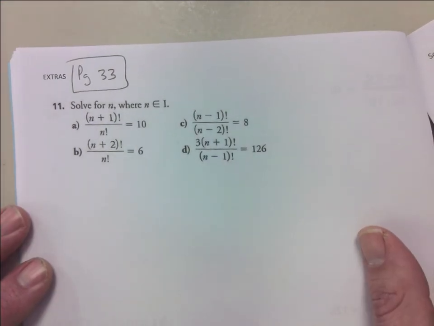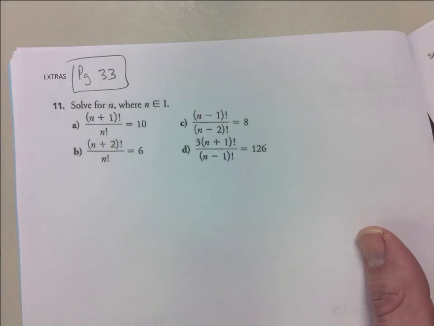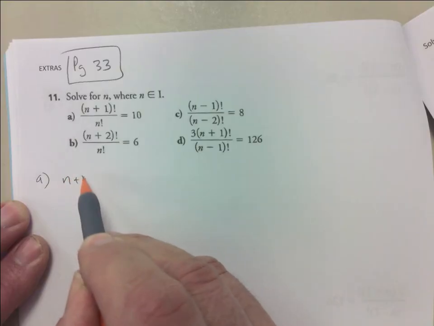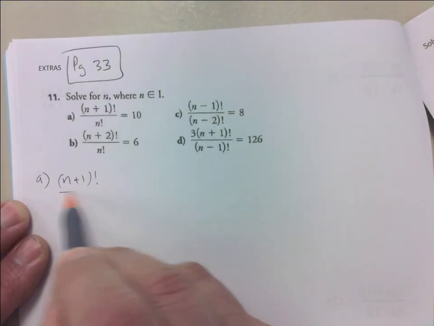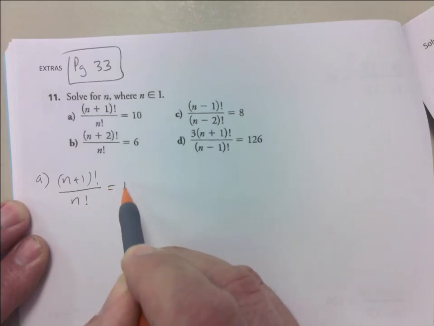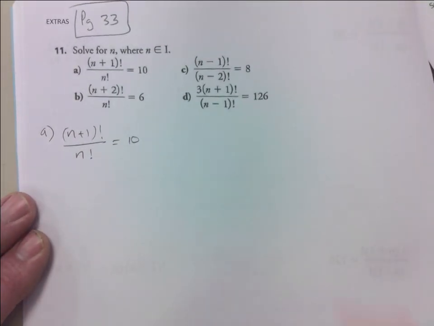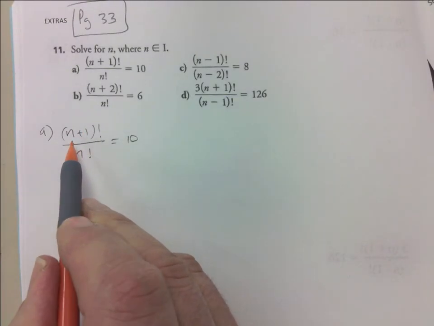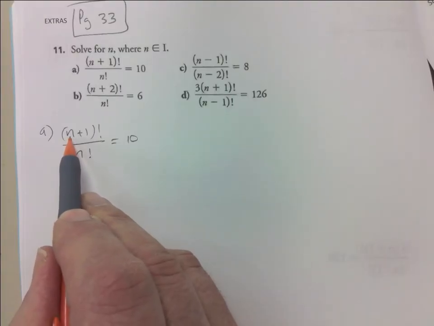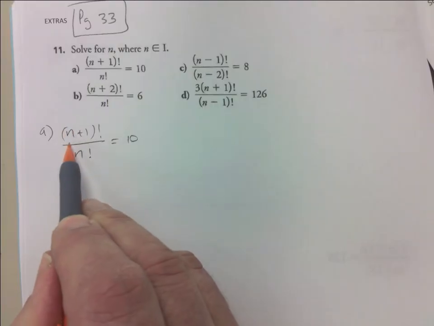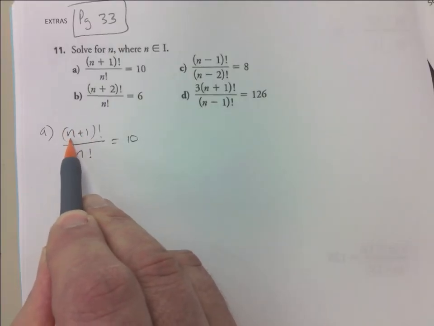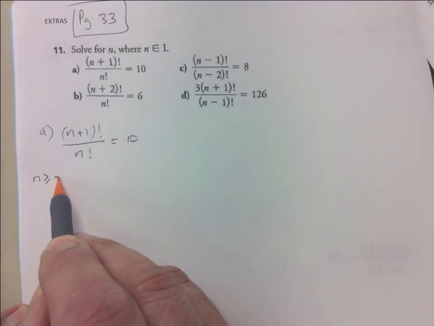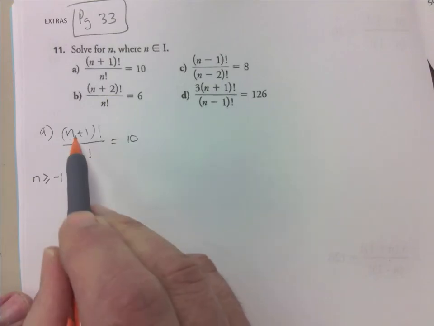I showed you one of the more complicated ones, so they're not all that complicated. Okay, so if we do A here, I'm going to copy this down. Let's do our restrictions. The top, think about it this way. What does n have to be to turn this whole thing into 0? -1, right? So for the top, I want to make sure that n is greater than or equal to -1.